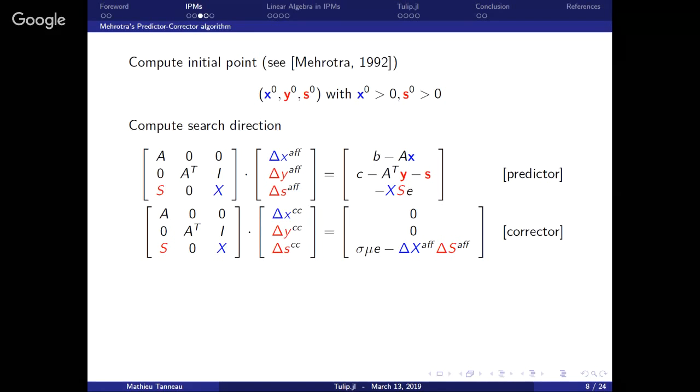Don't worry too much about what the right-hand side here is. The main point that I want to make is that this matrix and this matrix are the same. In practice, you're going to solve a series of linear systems with always the same left-hand side matrix and potentially different right-hand sides. And that will come up later when I talk about factorizations. Once you've computed these two directions, you sum them and you make a step in this direction. You may compute only one of them, but typically it's much more efficient to compute two.